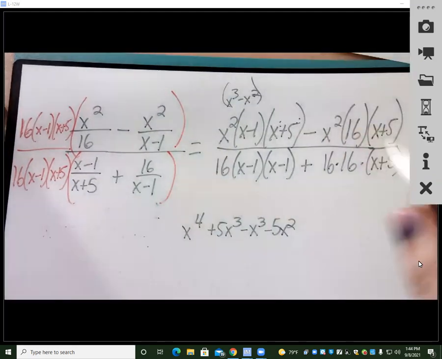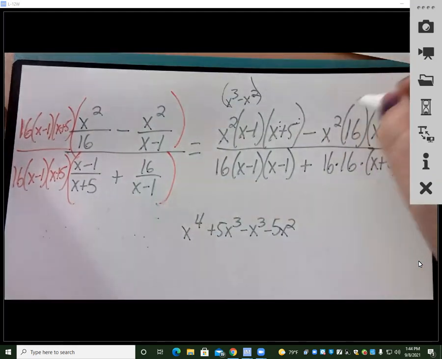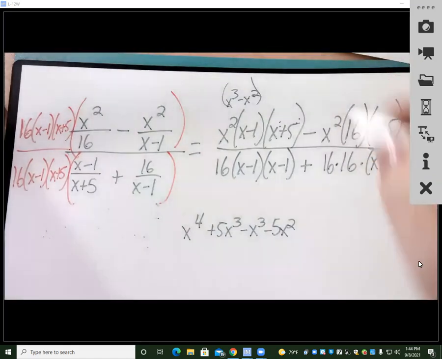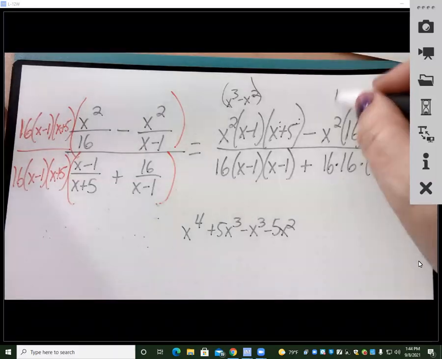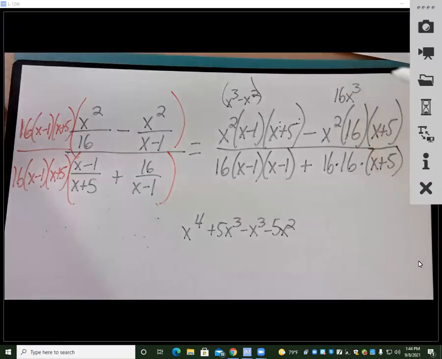Now over here, that's just 16x squared times x plus 5. So I can do that. So that would be 16x to the third. What's 16 times 5? 80? So that's going to be, what is it?